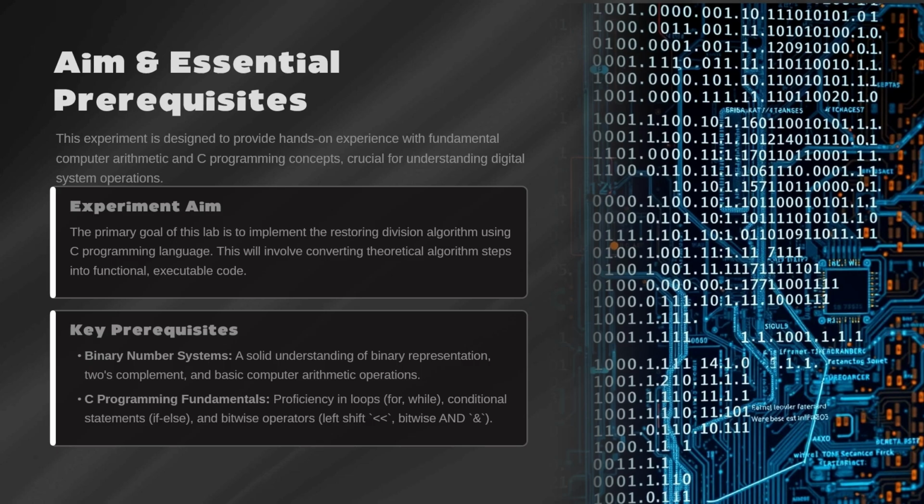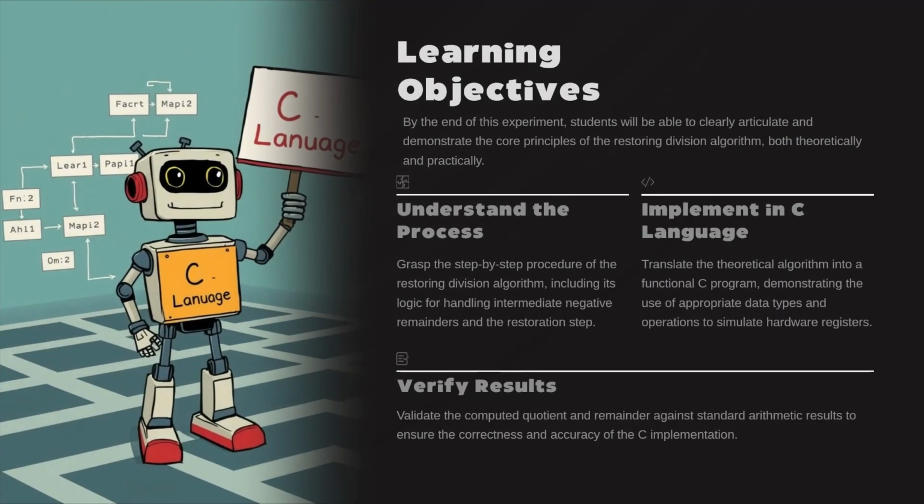Turbo C. This experiment is important because it shows us how concepts like registers, shifting, subtraction, and restoration are applied in real CPU arithmetic. The objectives and outcomes of the experiment are to understand the restoring division algorithm, to implement it in C programming, and to verify the results with standard arithmetic.